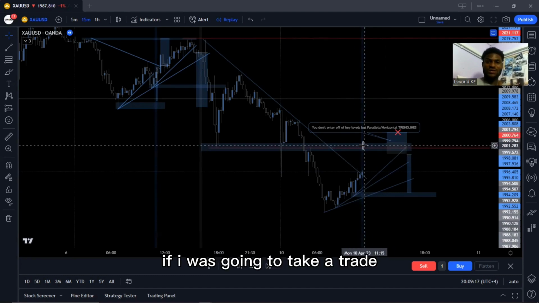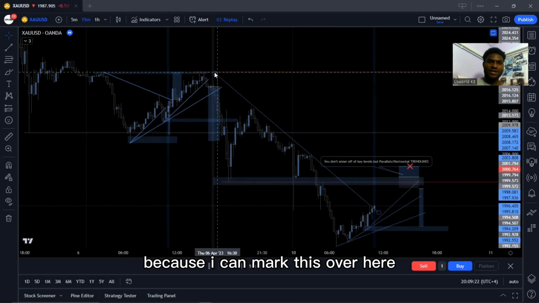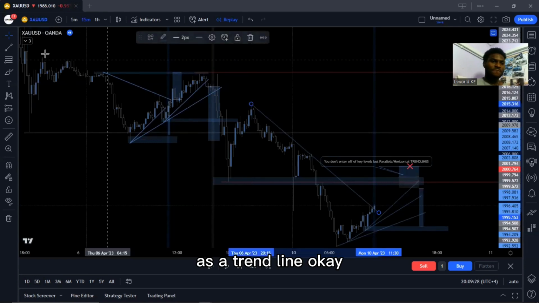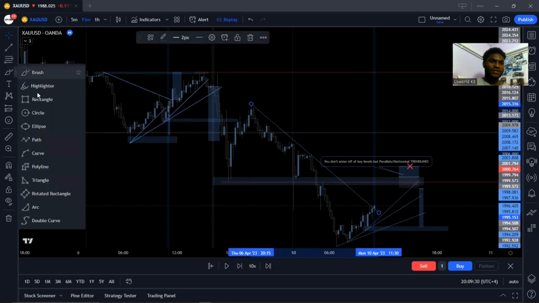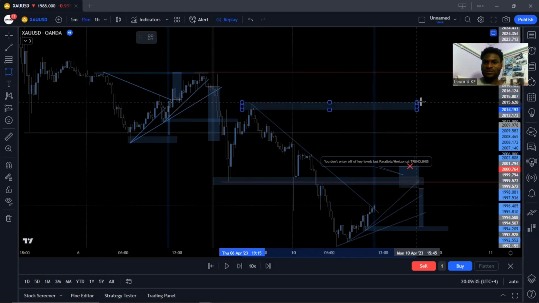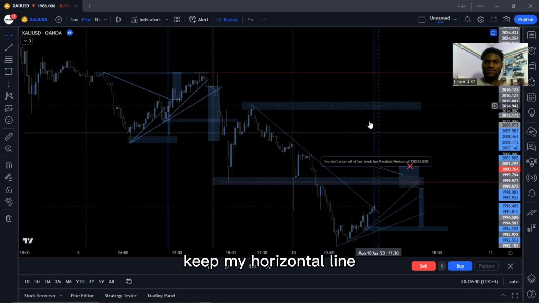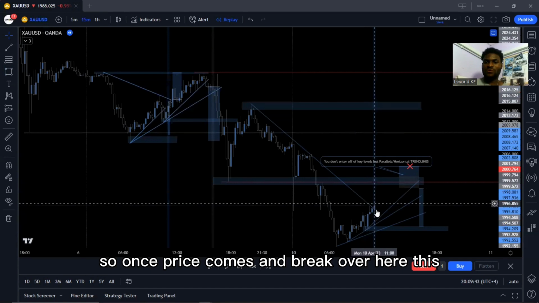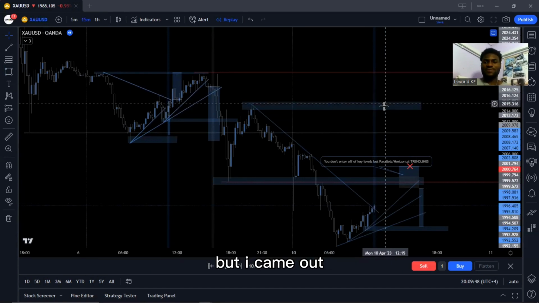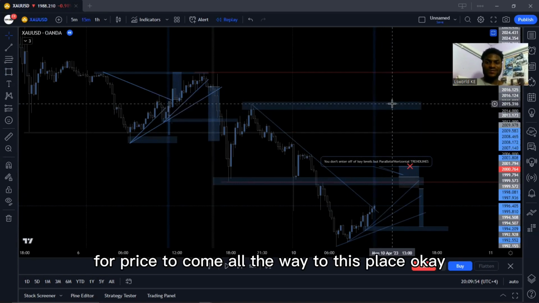If I was going to take a buy trade, then it had to be somewhere here, because I can mark this over here as a trend line, and identify this over here as my zone, my horizontal line. Once price comes and breaks over here, I can take the buys. But I didn't have the patience for price to come all the way to this place.